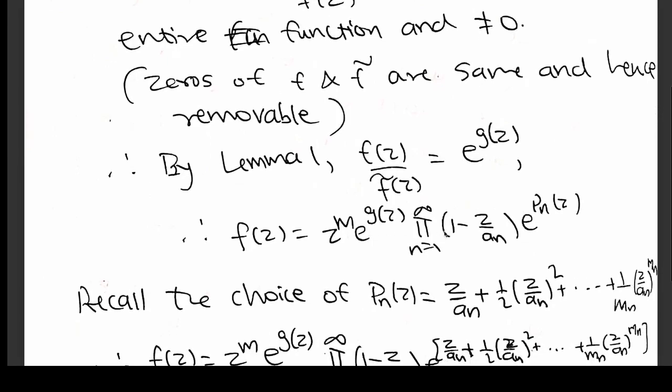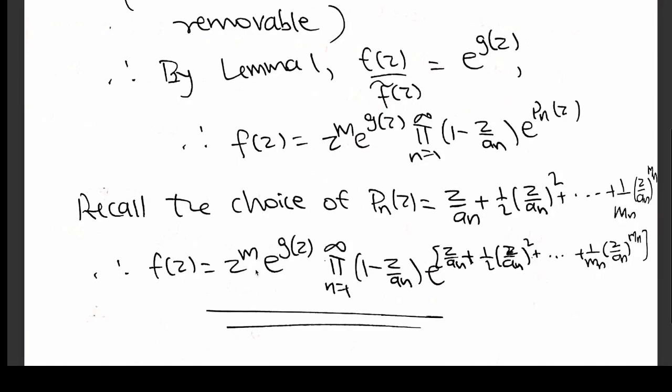That means f(z) has this representation, where p_n(z) is this. So let me write the final expression like this. This is the Weierstrass infinite product theorem. It is a very remarkable result due to Weierstrass. It characterizes all entire functions. It tells you how an entire function looks. So that is the beauty of this result.